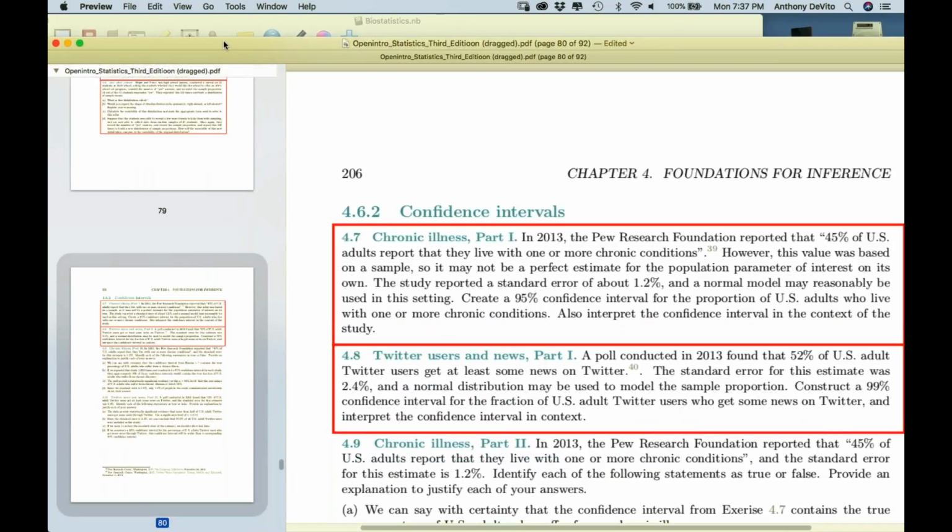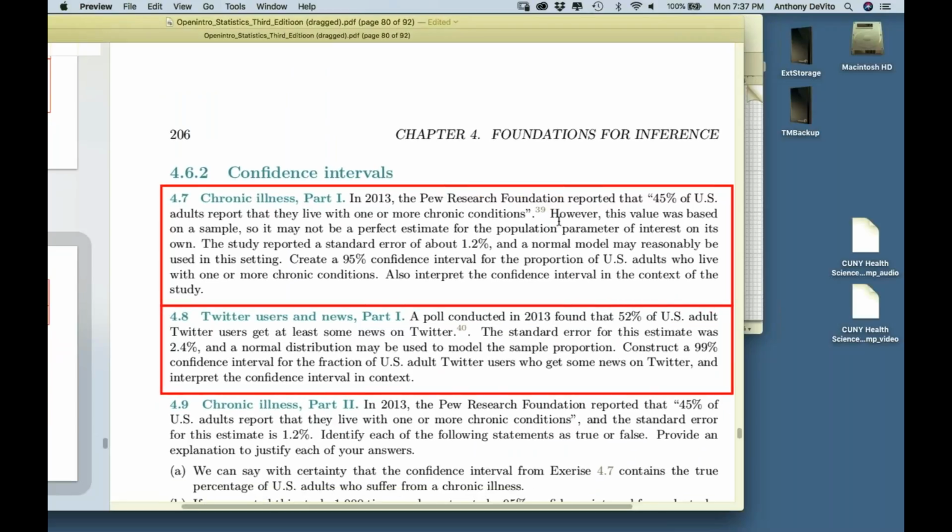Okay, so let's go on to the next problem. Pew Research reported 45% of American adults report that they live with one or more chronic conditions. However, this value was based on a sample, so it may not be a perfect estimate for the population parameter. The population parameter is the true population proportion. Our sample point estimate is p-hat, our sample proportion. The study reported a standard error of about 1.2%, and a normal model may be reasonably used in this setting. Create a 95% confidence interval for the proportion of U.S. adults who live with one or more chronic conditions.